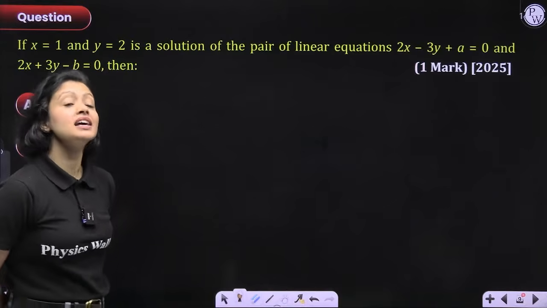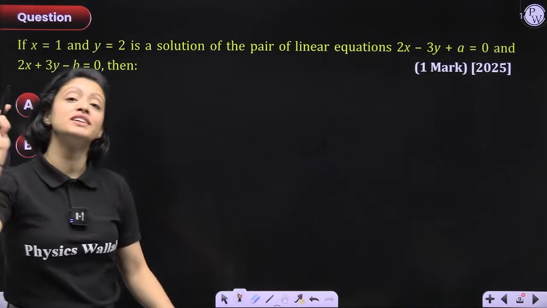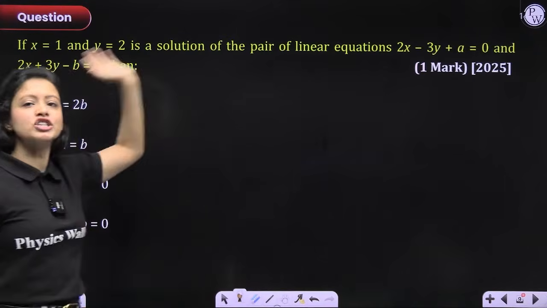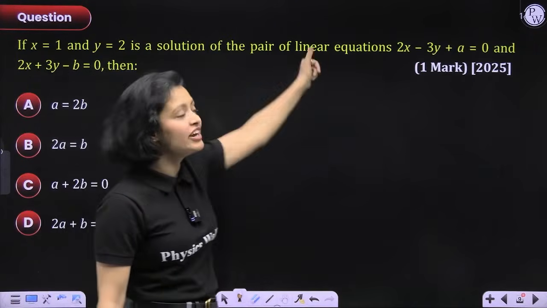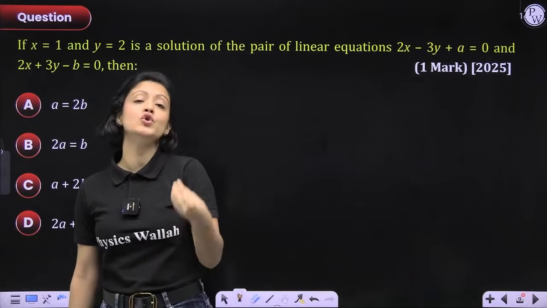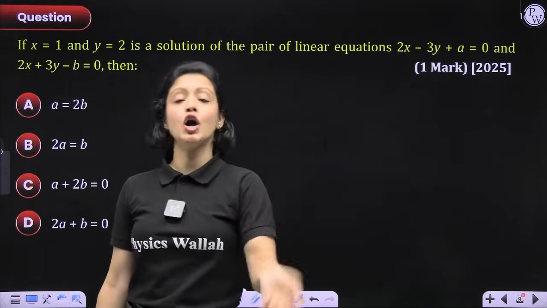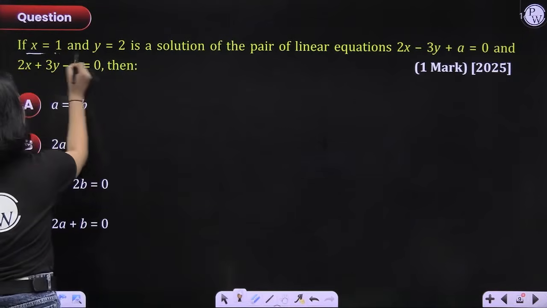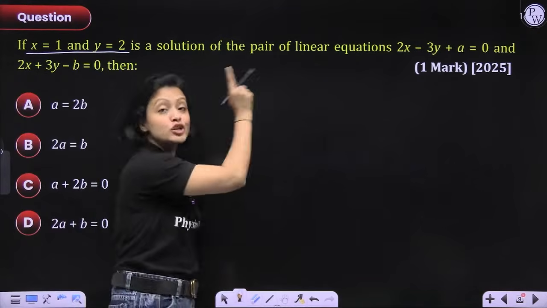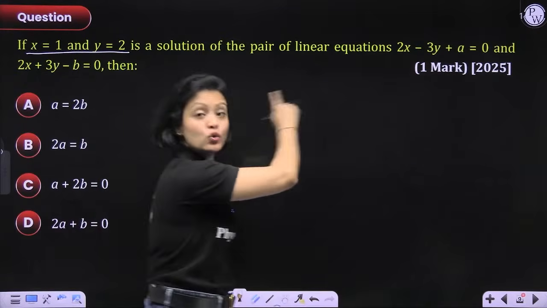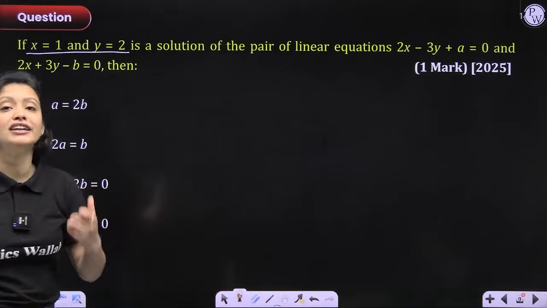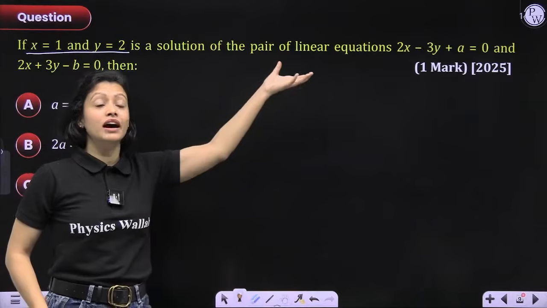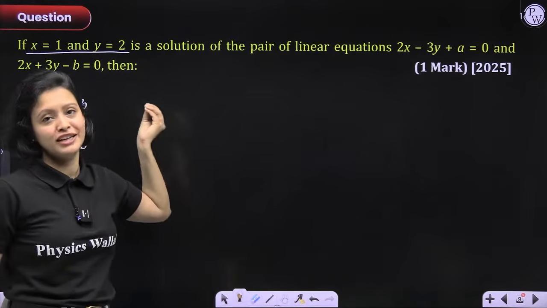Okay, now another type of question that can be asked from this very same topic is where the solution of the pair of linear equations is given to you, and there are certain unknown quantities whose value could be asked or whose relationship could be asked, right? So here you can see that x equal to 1 and y equal to 2 is given as the solution of the pair of linear equations. Two linear equations are given, and we have to find the relationship between a and b, where a and b are certain unknown quantities lying in both the linear equations.